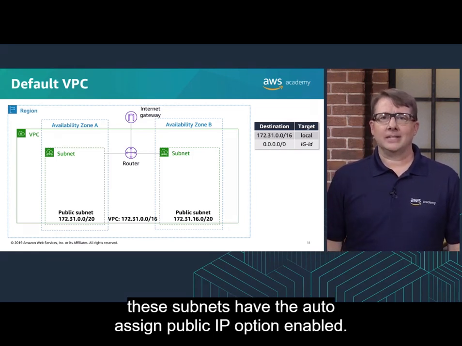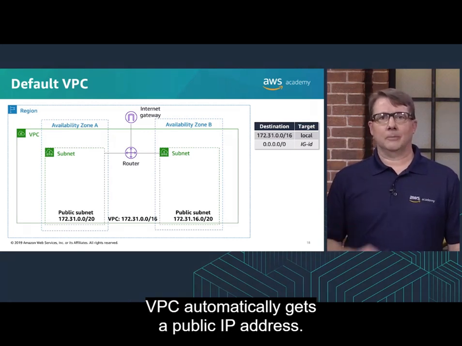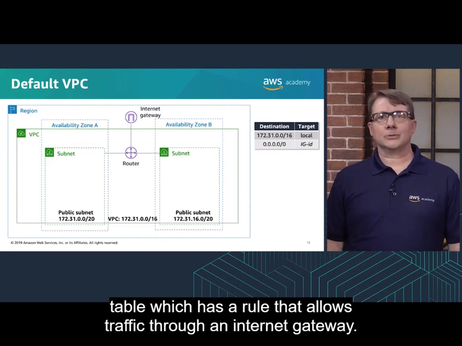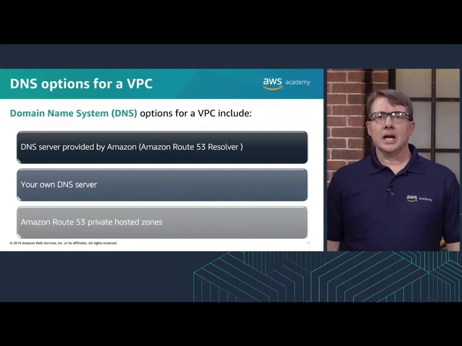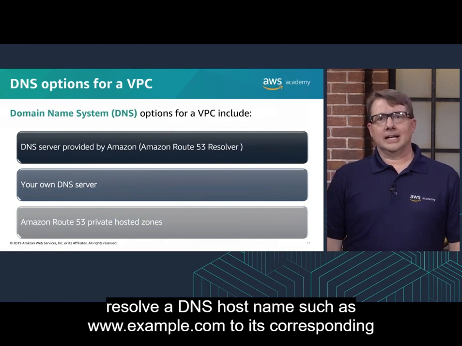These subnets have the auto-assign public IP option enabled. This option means that any instance launched in the default VPC automatically gets a public IP address. They are public subnets because they are associated with the default route table, which has a rule that allows traffic through an internet gateway.